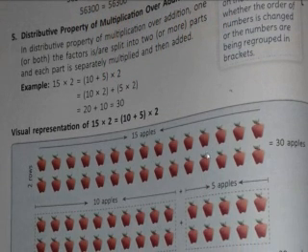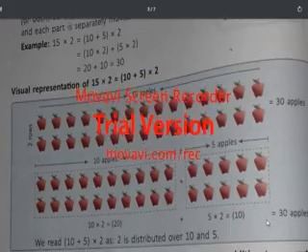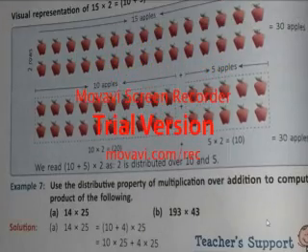2 rows of 15 apples becomes 30 only. And then, if you will see, 10 apples in 2 rows and 5 apples in 2 rows, that also becomes 30 only. So the distributive property holds.